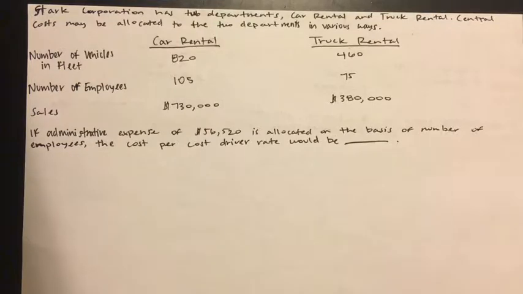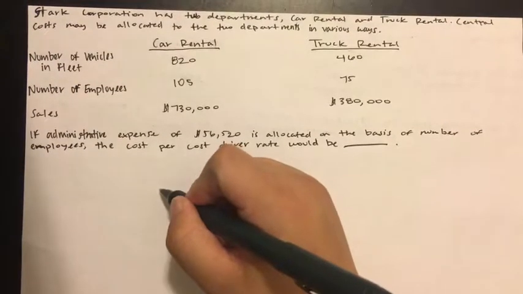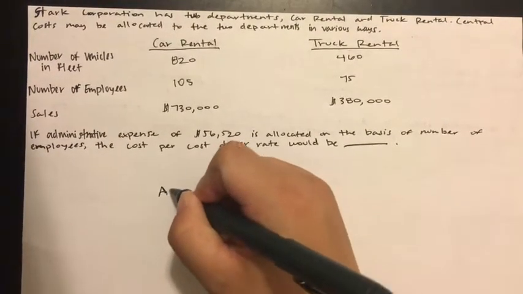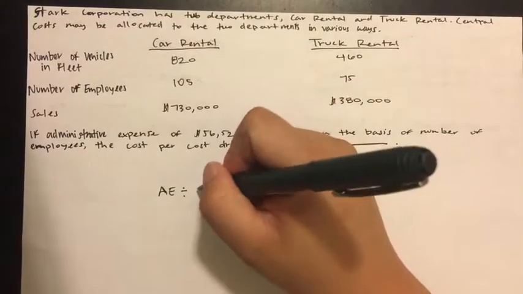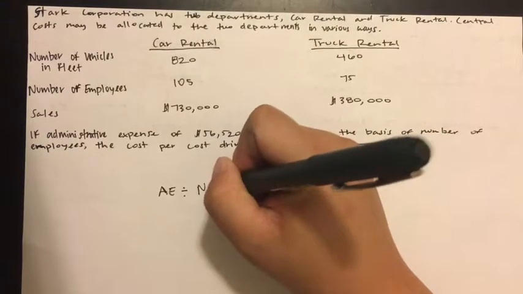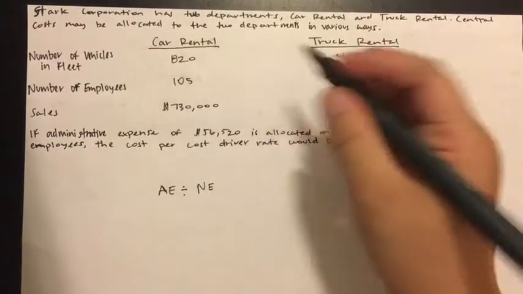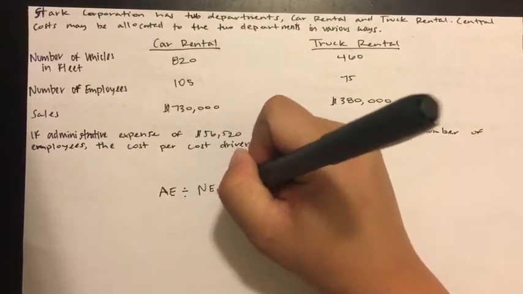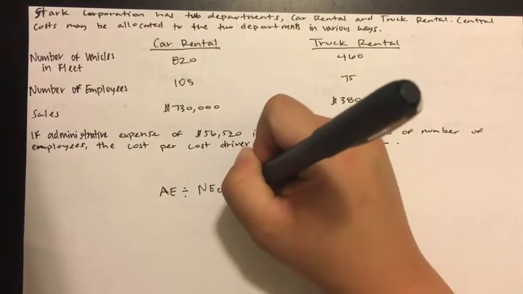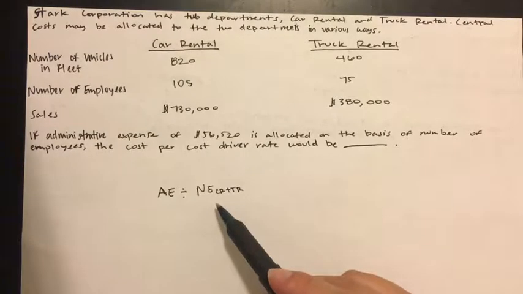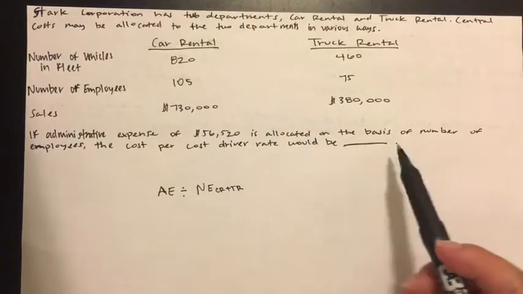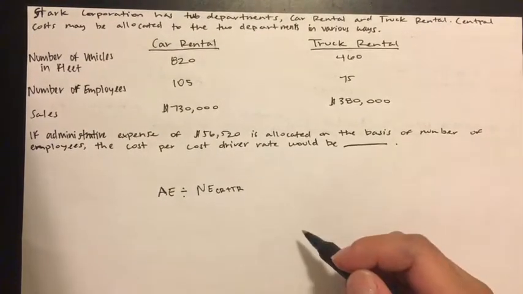So in order to do this, we're going to do our administration expense divided by the number of employees for car rental and truck rental. The reason why we're dividing by the number of employees is because it tells us that it's allocated on the basis of number of employees.